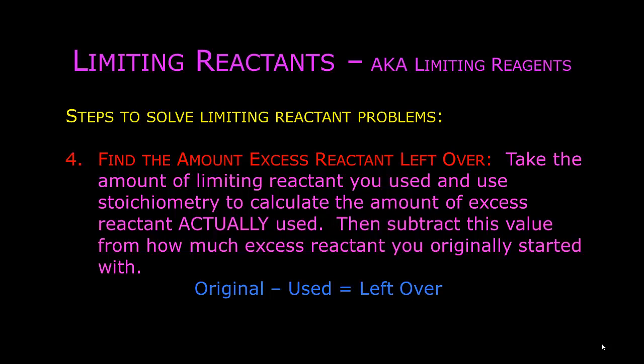In order to find out the amount of excess reactant, you have to take the amount of the limiting reactant that you used, and then do that stoichiometry problem again, and calculate how much of the excess reactant you actually used. Then you subtract it from the amount that you originally started with. So it's the original amount minus the used amount equals the leftover amount of the excess reactant.